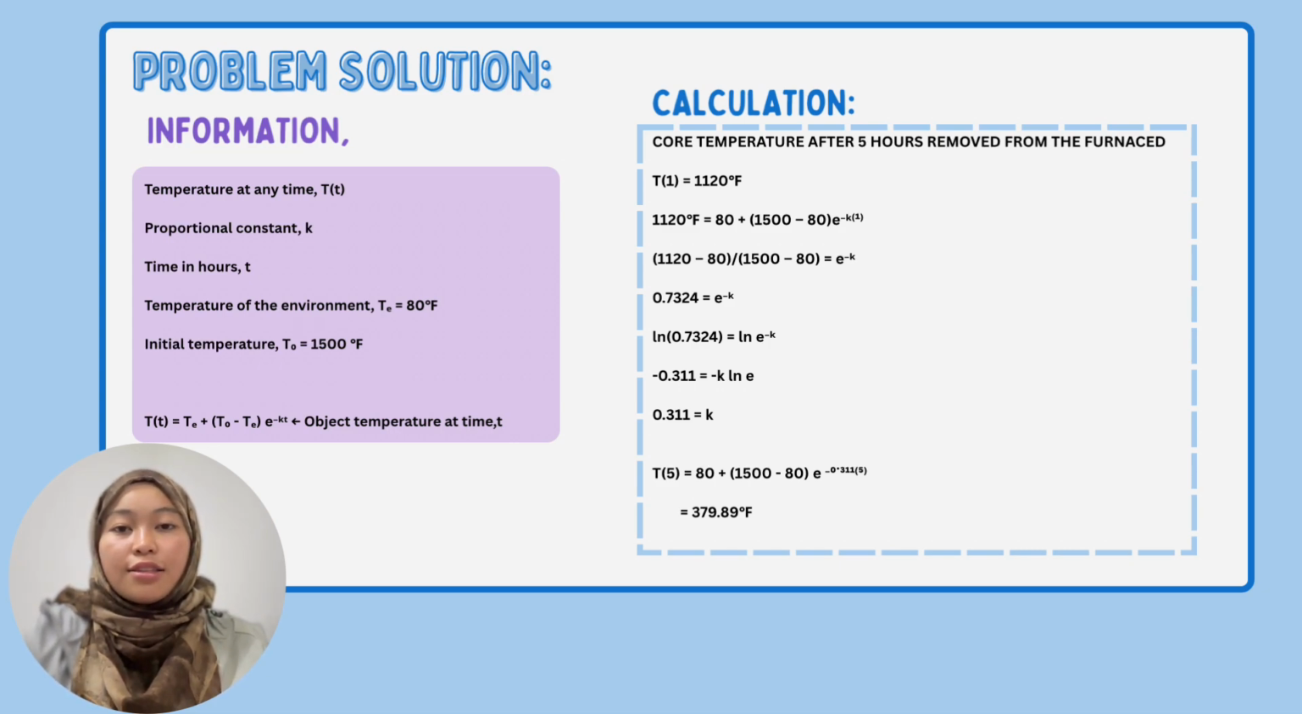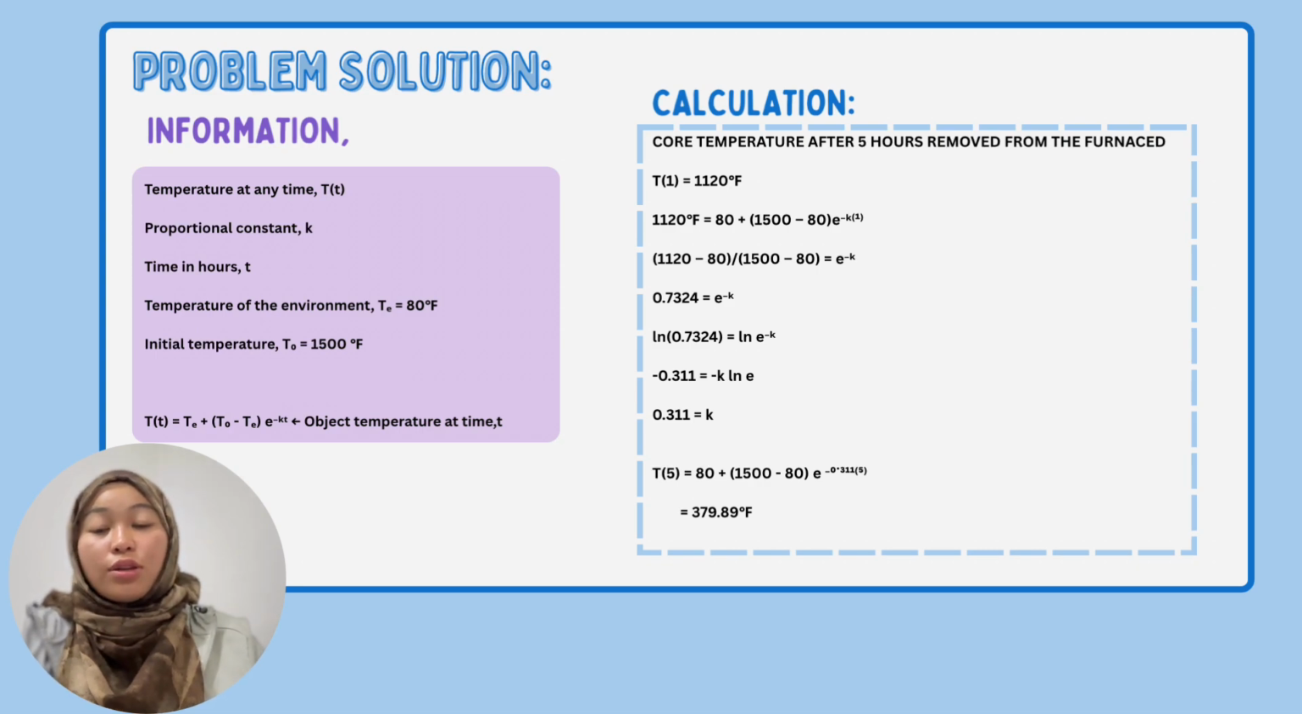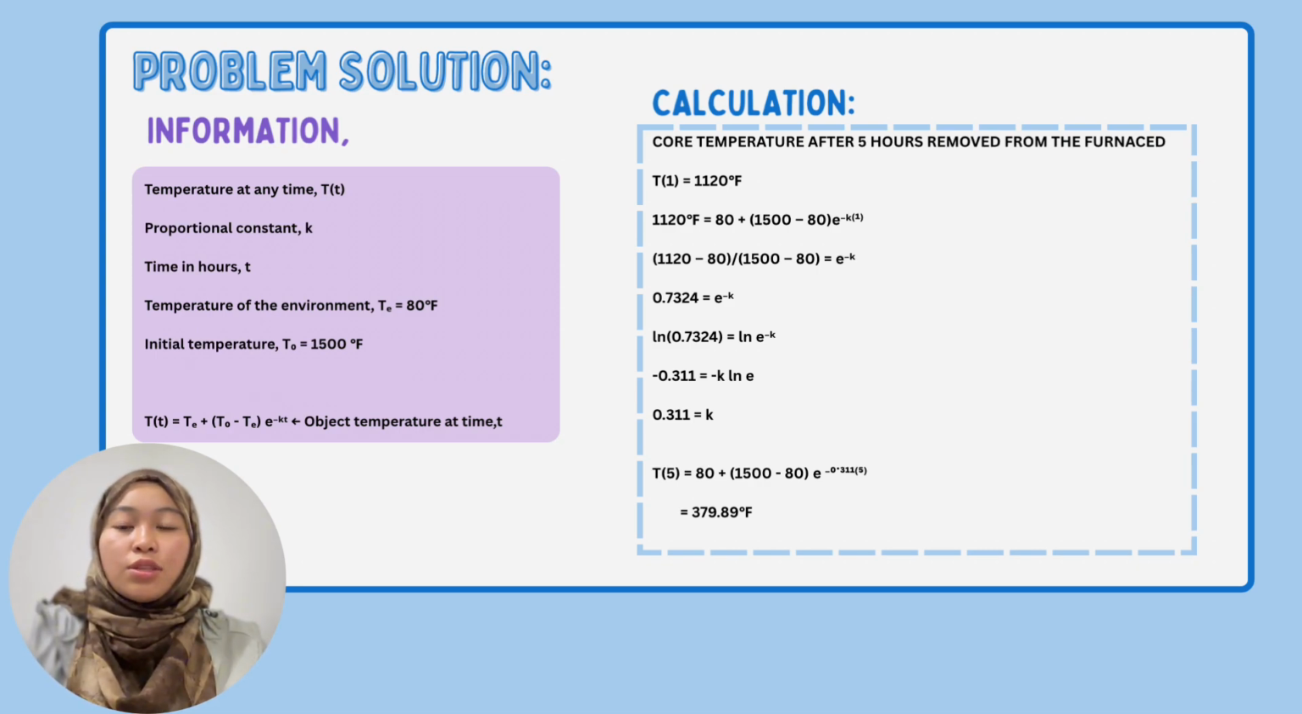Okey, untuk soalan sebelum B dia minta cari core temperature after 5 hours removed from the furnace. Jadi diberi 1 jam adalah 1120. Jadi kita akan substitute 1120 ni ke dalam equation. Jadi 1120 Fahrenheit sama dengan 80 tambah buka kurungan 1500 tolak 80 tutup kurungan E kuasa negatif K 1. Jadi kita akan bahagikan 1120 tolak 80 akan bahagikan dengan 1500 tolak 80 yang menghasilkan 0.7324 sama dengan E kuasa negatif K.